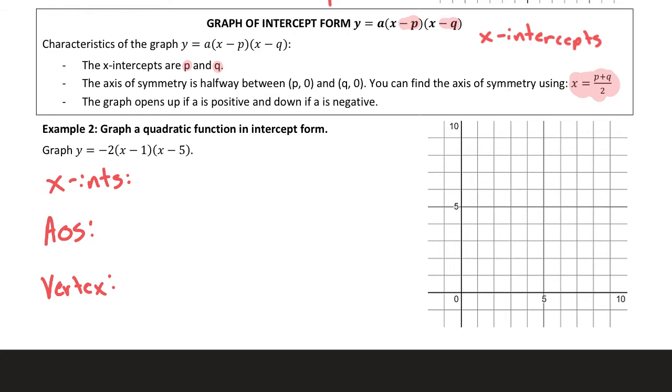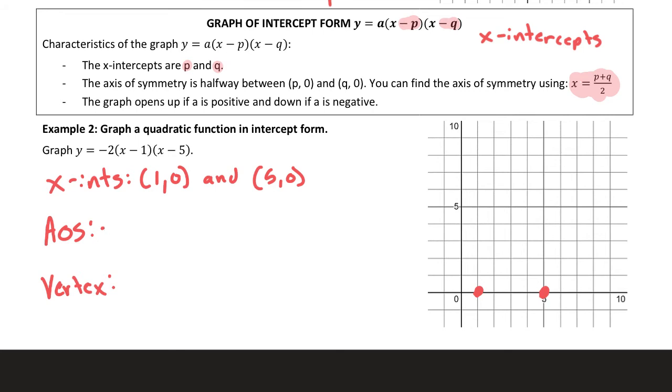But from this, our x-intercepts: x minus 1 means one of our x-intercepts is the point (1, 0). Our other x-intercept, x minus 5, is (5, 0). So I'm going to plot those right away. Okay? And then our axis of symmetry is going to help us a little bit, and I'll show why.